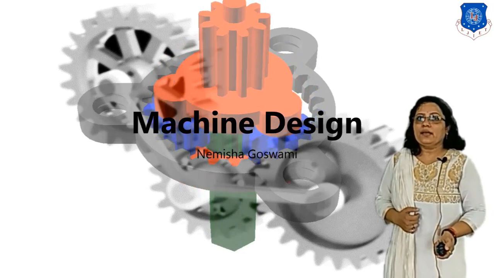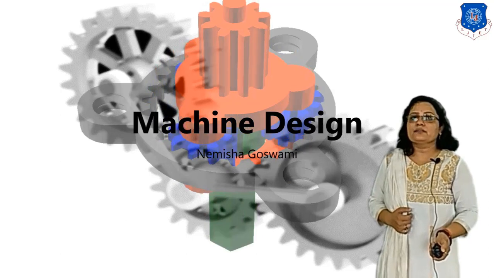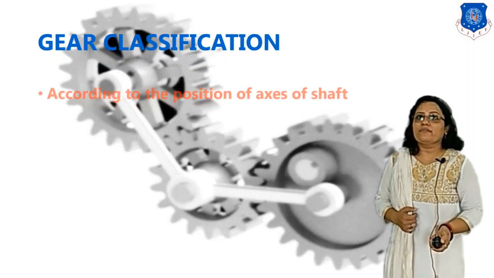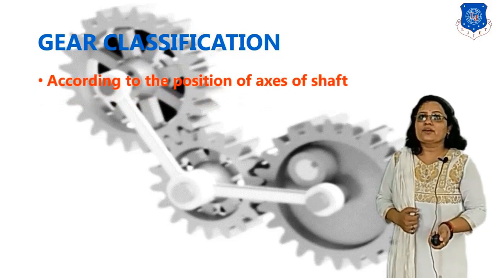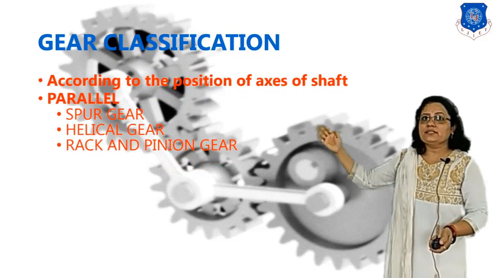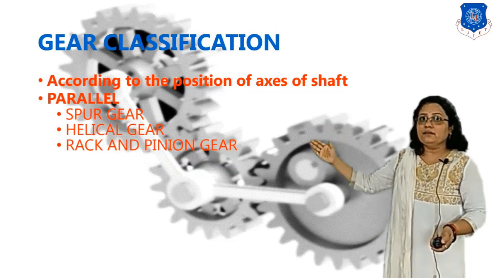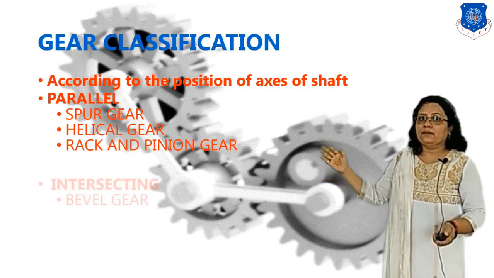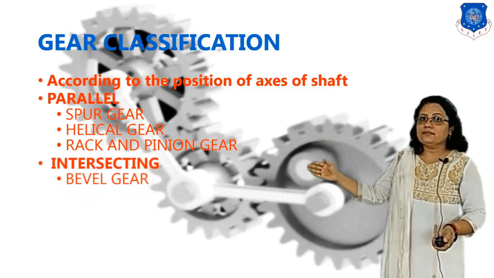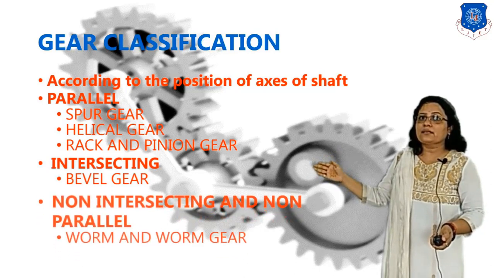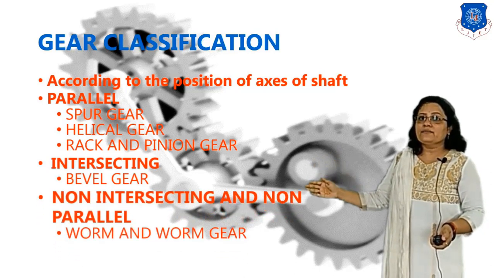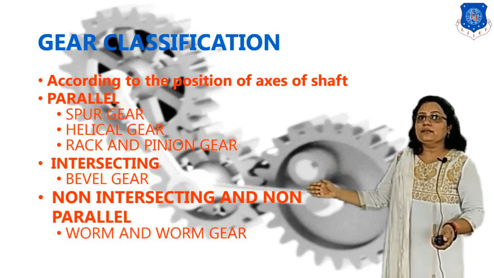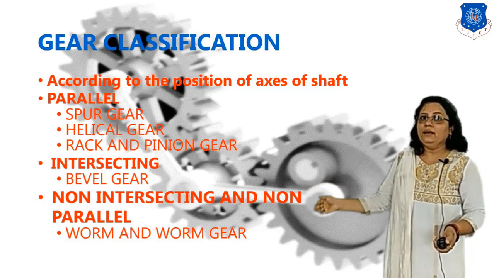In today's session, I'm going to discuss the classification of gears. Gears are basically classified on the basis of the position of the axis of the shaft. There are three classifications. First is when the shaft axes are parallel to each other. The subcategories are spur gear, helical gear, and rack and pinion gear. Then, when the shaft axes are intersecting with each other, under this category there is the bevel gear. And the next one is when the shaft axes are not intersecting and not parallel to each other. In this category, worm and worm gear come.